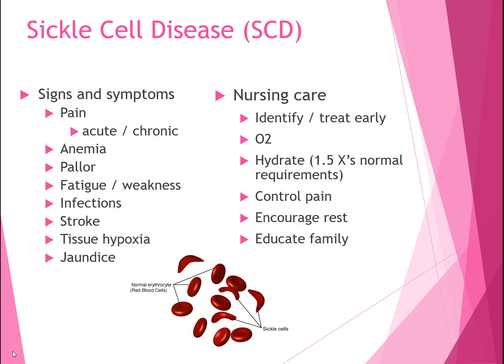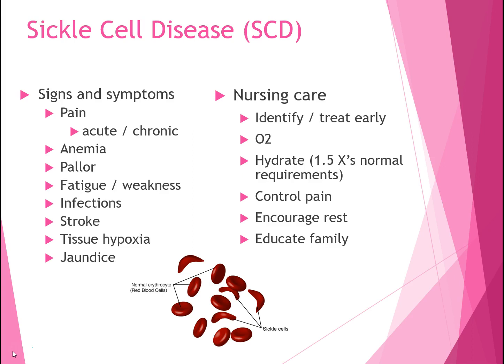So some symptoms with sickle cell disease: pain, obviously, is the number one symptom that you're going to see. Obviously they're anemic, so they're going to be kind of pale. They may have fatigue and weakness, activity intolerance, and an increased risk of infections. They could actually have strokes because of the clumping that occurs.